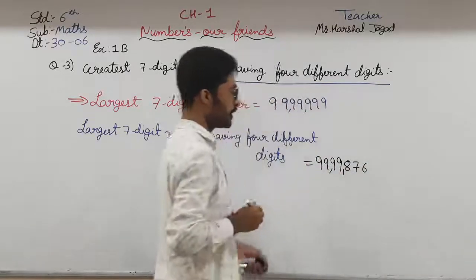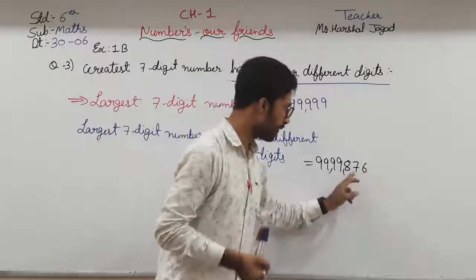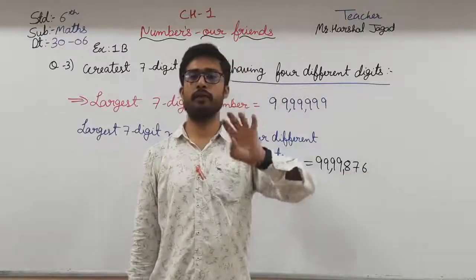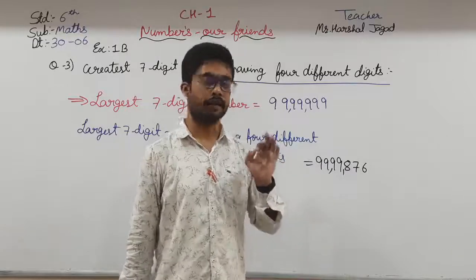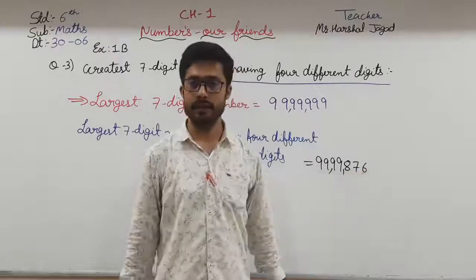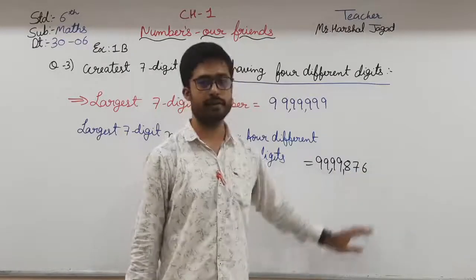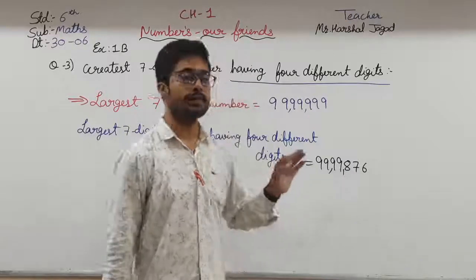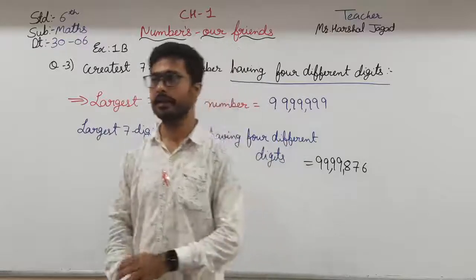Here you can see there are 4 different digits, that is 6, 7, 8 and 9. There are 4 different digits and this is the largest 7-digit number. Here you can count 1, 2, 3, 4, 5, 6, 7. That is 99,99,876, which is the largest 7-digit number having 4 different digits. Please write down this.